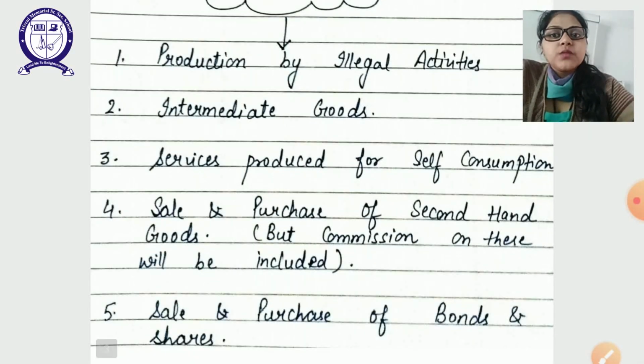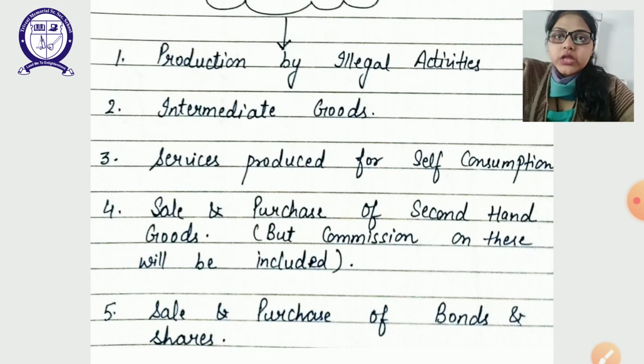Next one is sale and purchase of bonds and shares. If we are purchasing and selling bonds and shares, that also will not be included in your expenditure method, nor in your income method, and not in your value added method. Because sale and purchase of bonds and shares are basically on paper. These are not on a monetary basis. These are mostly paperwork. So monetary flow is not there. And if there is no monetary flow, that means no national income. That's why these are not included in your national income.